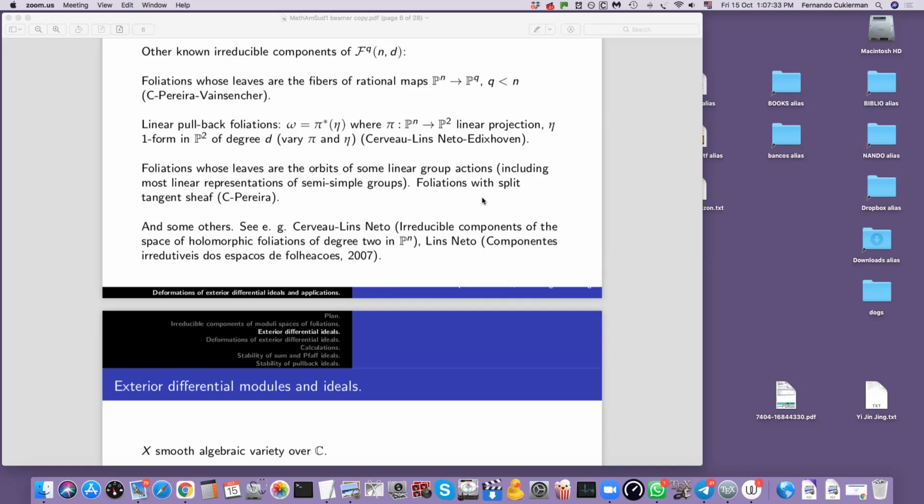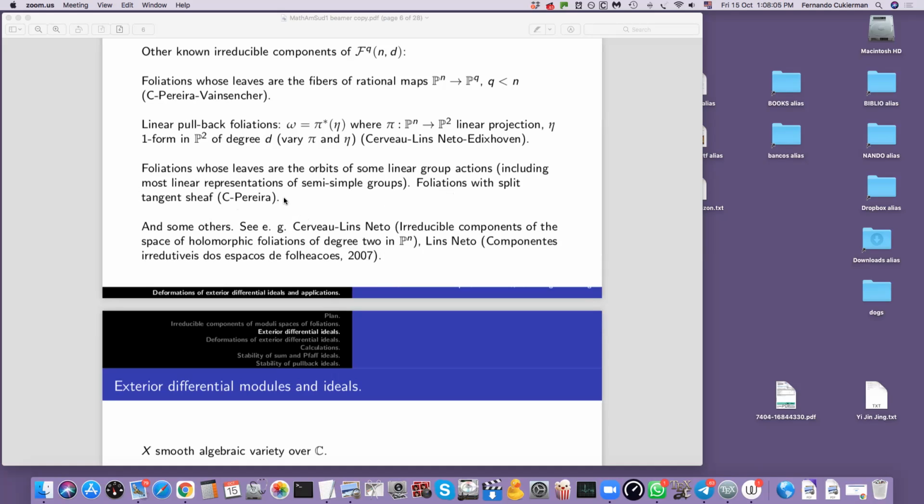And if the group satisfies some conditions, and the action satisfies some conditions, these foliations are stable, actually they are rigid, but they constitute components. This is something we proved in our work with Jorge Pereira.